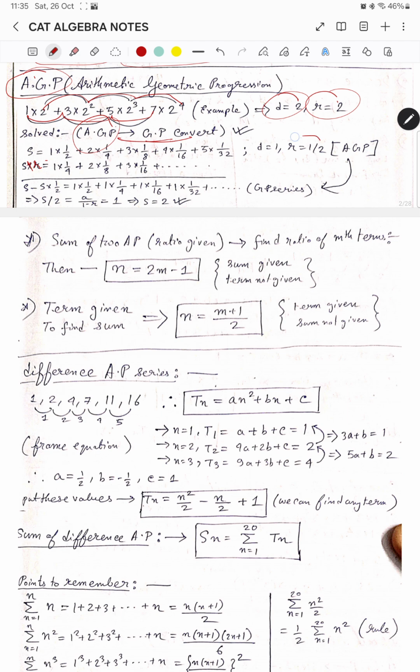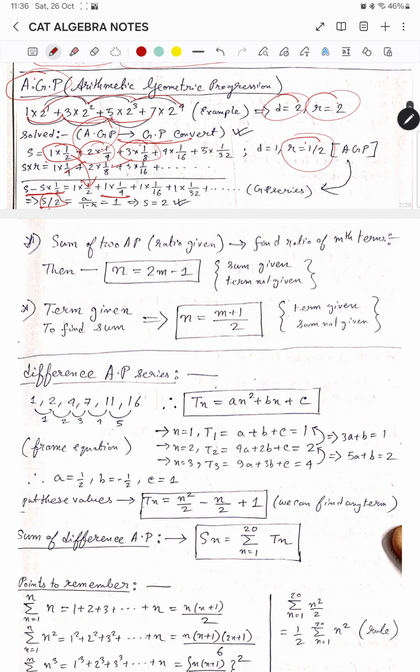Here the common ratio was 1 by 2. It will be much easier. So S minus S into 1 by 2, which is S minus S by 2, is S by 2. Now the first 1 into 1 by 2 is always there, and 2 into 1 by 4 minus 1 into 1 by 4 is 1 into 1 by 4. 3 into 1 by 8 minus 2 into 1 by 8 is 1 into 1 by 8. There is one more term here, I guess. Yeah, 1 into 1 by 8.